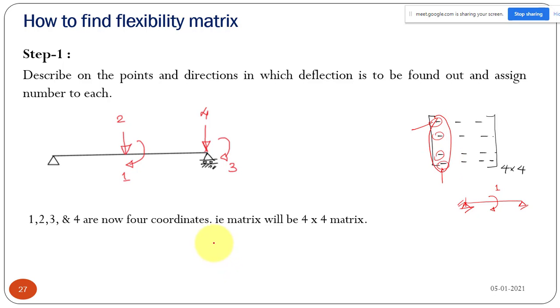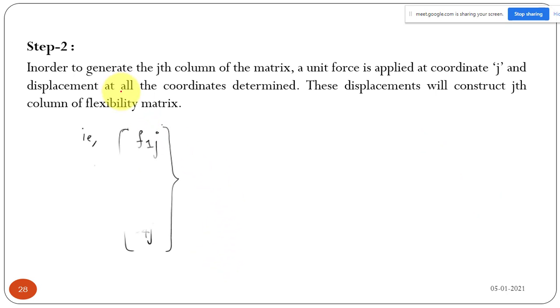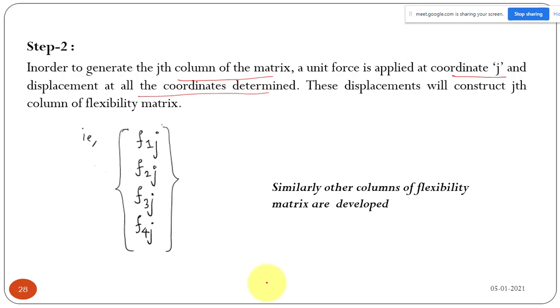Generally, in order to generate the jth column of the matrix, a unit force is applied at coordinate j, and displacements at all other coordinates are determined. That will form your jth column. Similarly, you can get all your columns. Procedurally, we have done that in the previous example also. Similarly, other columns of the flexibility matrix can be developed, and the 4 by 4 matrix can be developed.